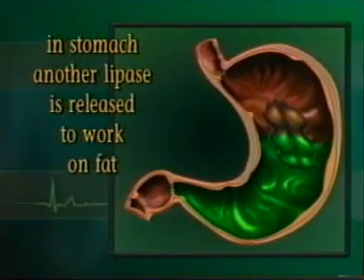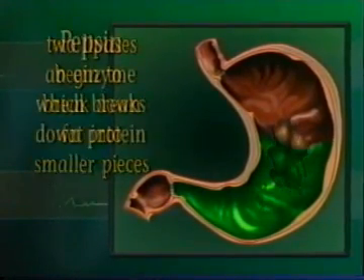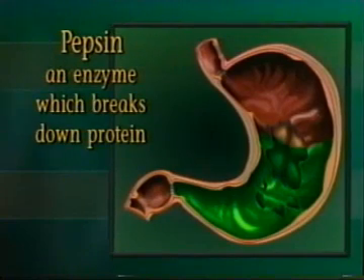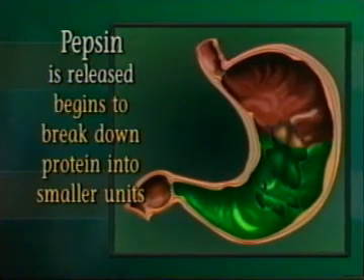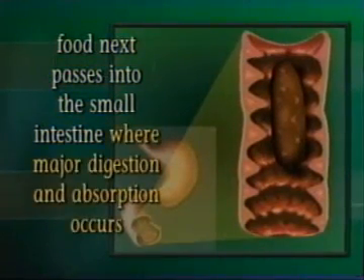In the stomach, another lipase is released to work on the fat. So the 2 lipases now begin to break down the fat into smaller units. At the same time, pepsin, an enzyme which breaks down protein, is released and begins to break down the protein into smaller units and amino acids. The food next passes into the small intestine where the major digestion and absorption of nutrients occurs.